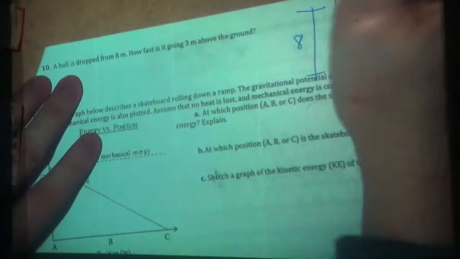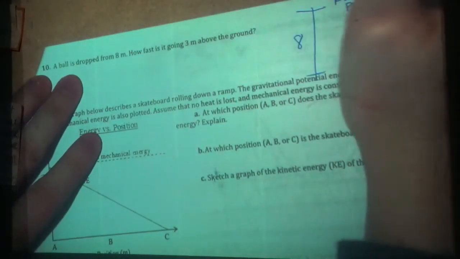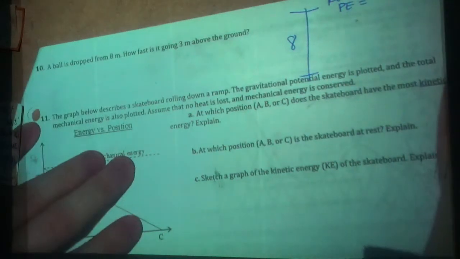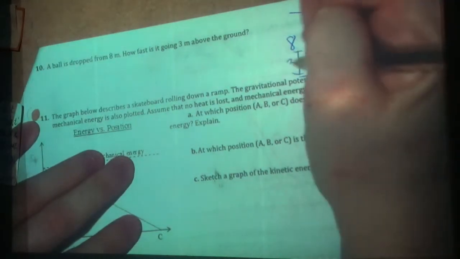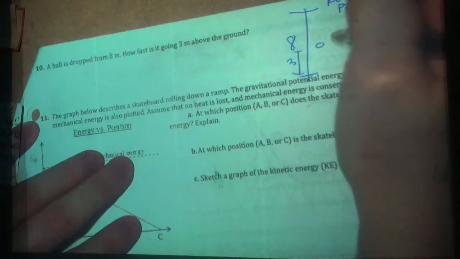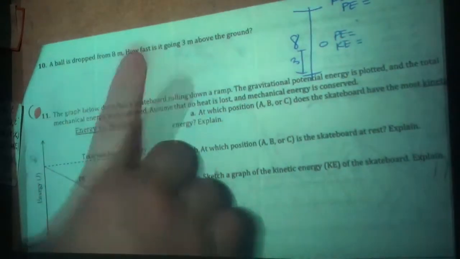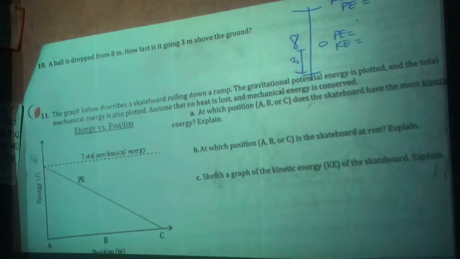A ball is dropped from 8 meters high. If it's dropped, then your kinetic energy is 0 at the top, but you do obviously have some potential. I want to know how fast it's going at 3 meters high. Here you have both potential and kinetic. I have not been given the mass, and I've only been given height, so it's not like I can use something to find the mass. This is another one where we will just use m.